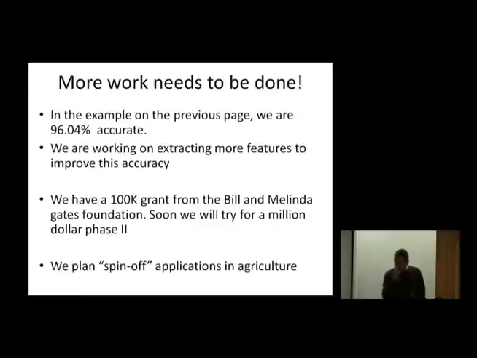So to conclude, in the example of the previous page, we have 6,000 insects in our different insectaries. We tested them, and we're 96% accurate, which is pretty good. It's a bit of a contrived problem, but we're still doing quite accurately with these cheap, low-powered sensors. And we're currently working on finding more features to classify more accurately.